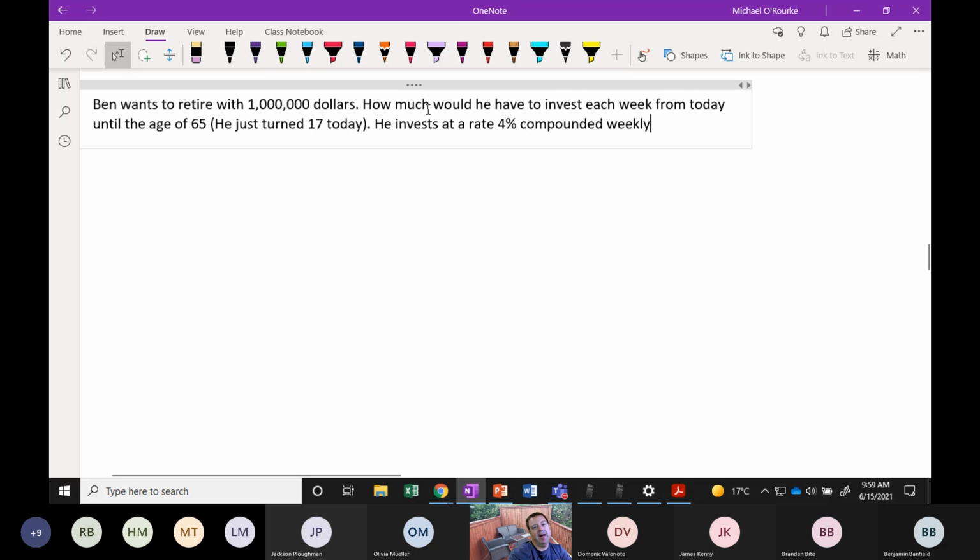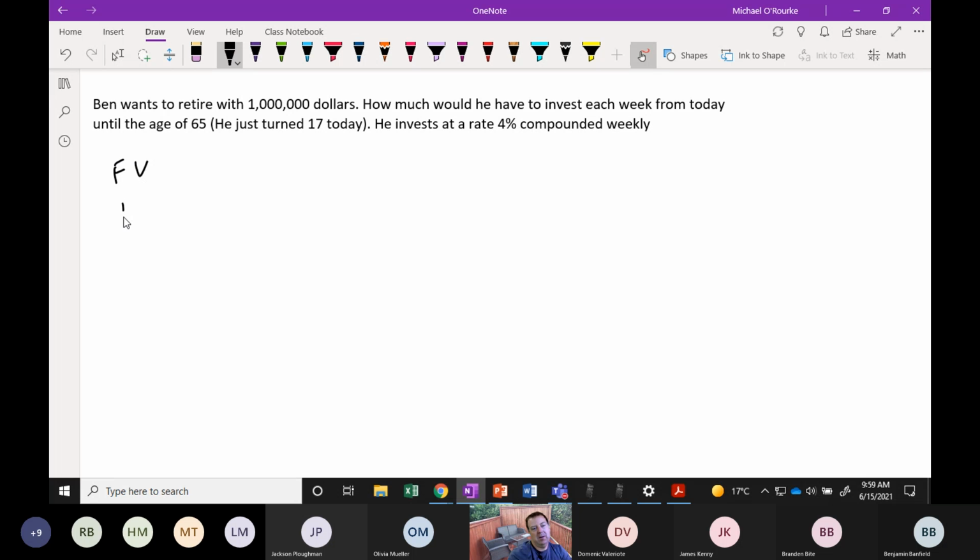So if you wanted to retire, how much would you have to put away each week to retire with $1 million if you got 4% on average? Okay, so if we go through here, this time we're trying to find our regular payment. Okay, so we have a little different formula.